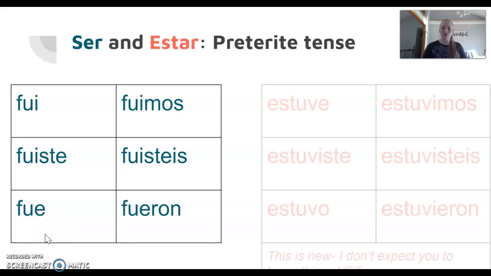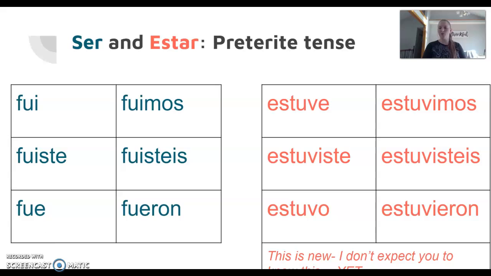And now let's look at estar in the preterite tense. I know that you guys don't know this yet, and I don't expect you to know this yet. We haven't started talking about our irregular preterite verbs, of which there are many. So we will get to that after Christmas break. But this is what estar looks like in the preterite tense.